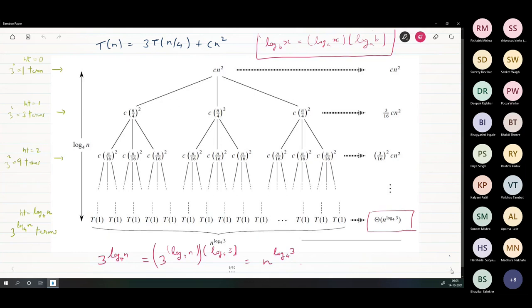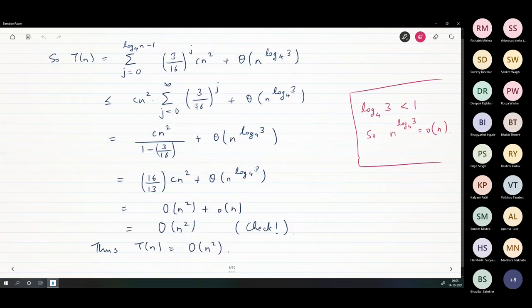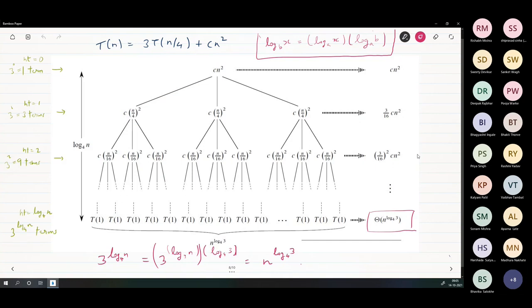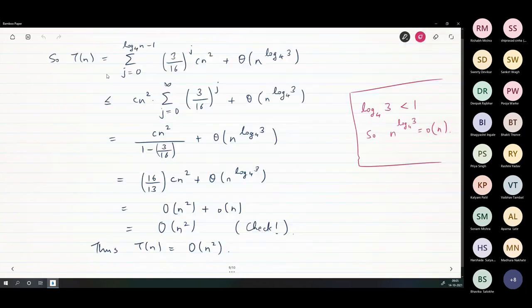Okay then, once we have these costs, we have to add them all up. So T of n is now this plus this plus this. Now theta n to the log 3 to the base 4 is at height log n to the base 4, up to log n to the base 4 minus 1. Up to one level less, up to this level, the terms are all of this form. That is why the cost is j going from 0 to log n to the base 4 minus 1, 3 by 16 to the j times cn squared. That is exactly what we have.